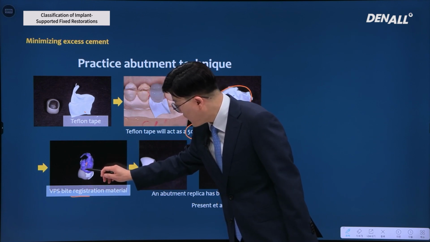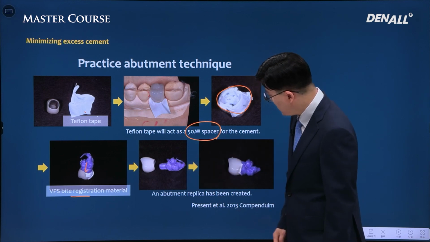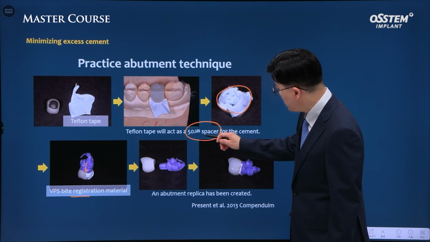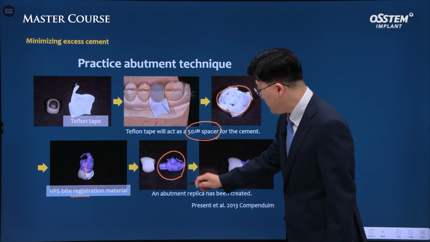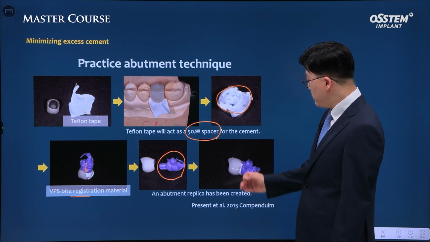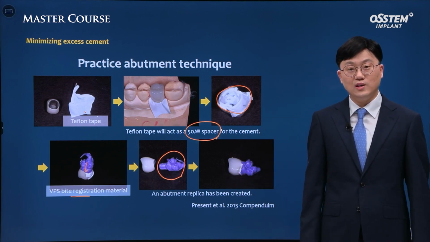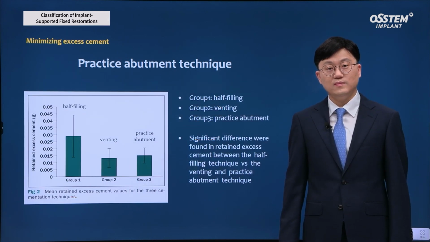This Teflon tape serves as 50 micron die spacer. You use bite material and you add bite material on the inner surface of crown. Once this sets, abutment replica is formed with a 30 micron space, which is the thickness of Teflon tape. Using this replica, you can utilize practice abutment technique in the same way.